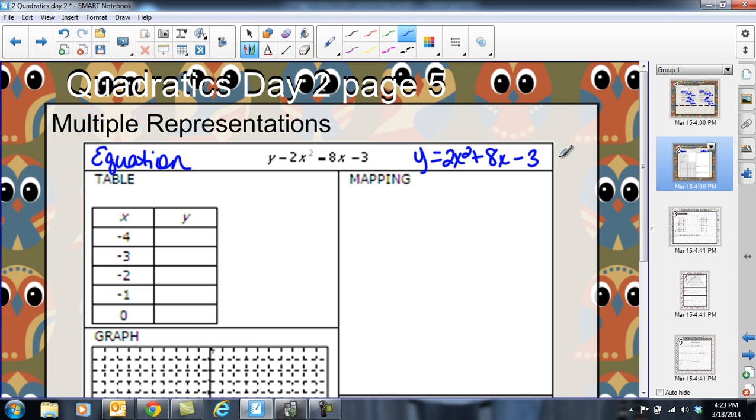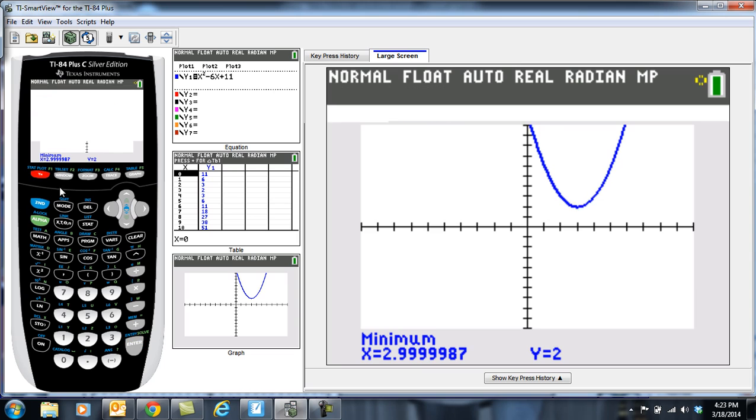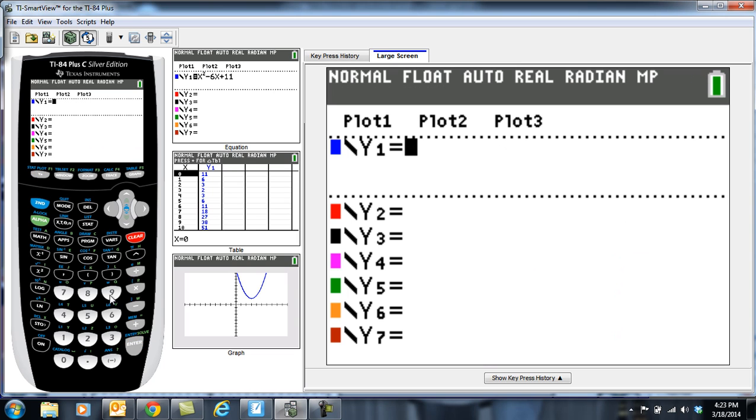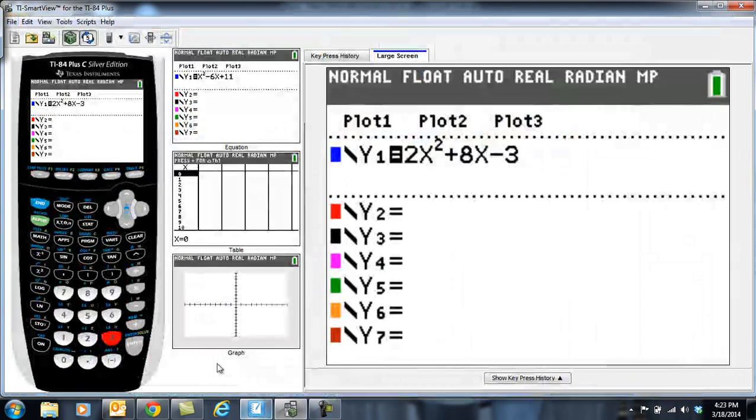I now know the equation in standard form, so I'm going to go back to my calculator. I'm going to go to y equals, clear out that equation, I'm going to enter in the new one. So I have 2x squared plus 8x minus 3. And instead of looking at the graph this time, I'm just going to go look at the table. So I'm going to go second graph so I can look at the table of values.